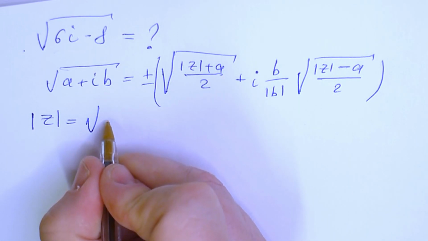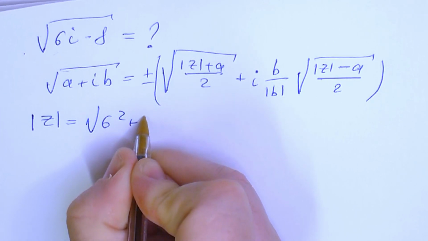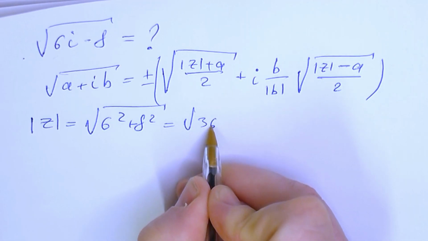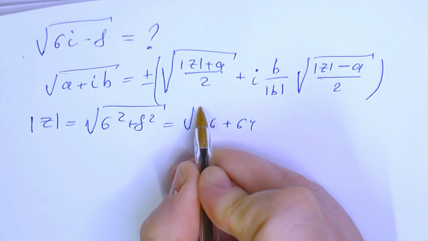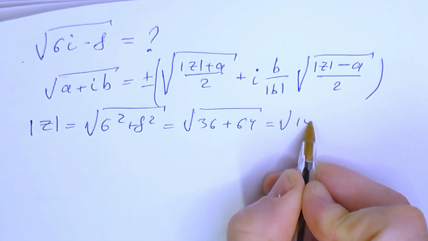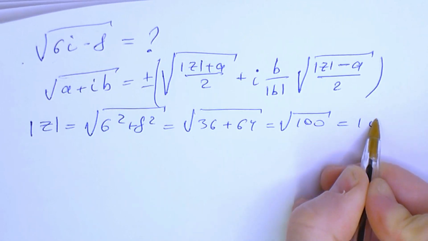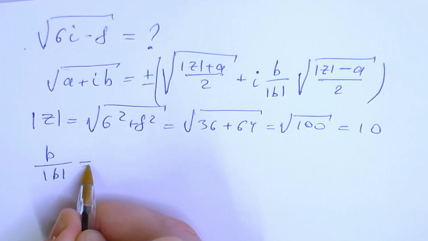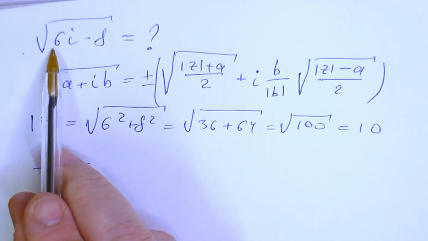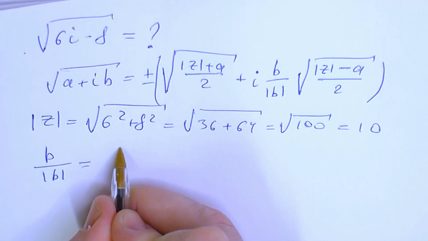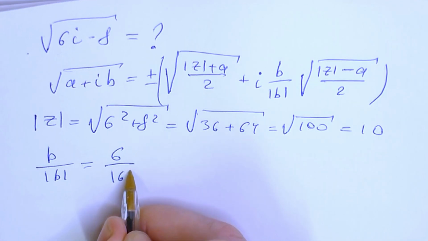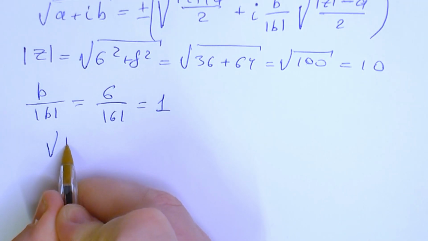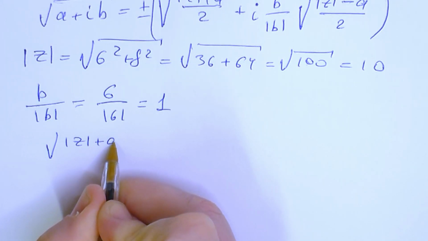So, let's calculate the modulus of this complex number. It will be the square root of 6 squared, which is 36, plus 8 squared, which is 64, and it's equal to the square root of 100, or just 10. Now b over the modulus of b: b is equal to 6, so it will be 6 divided by the modulus of 6, and it will be 1. So x and y will both have the same sign.